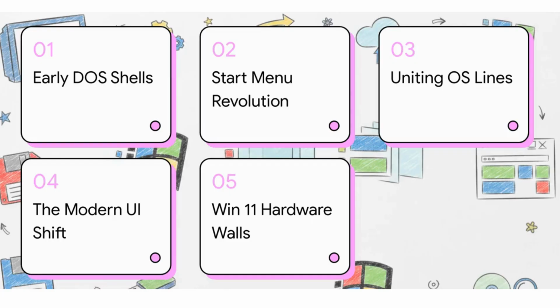So how exactly did we get from 256 kilobytes to 4 gigabytes? Well, we're going to break this nearly 4-decade history down into 5 distinct computing eras: the early DOS shells, the Start menu revolution, uniting consumer and enterprise, the modern UI shift, and finally, the Windows 11 hardware walls.